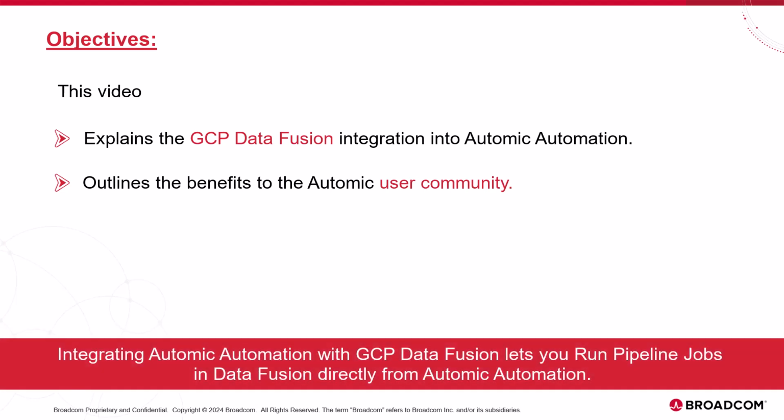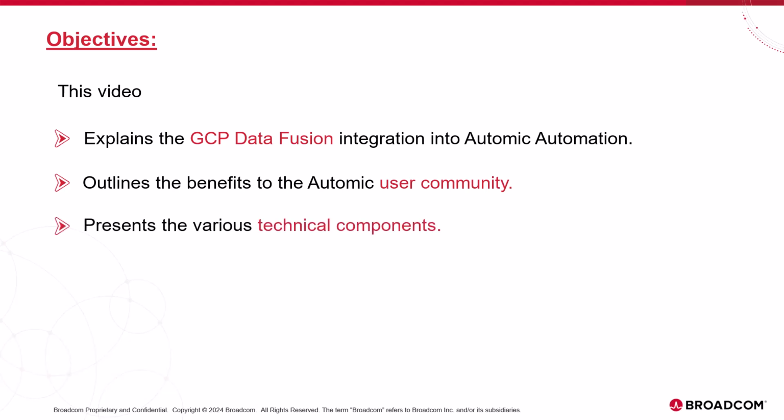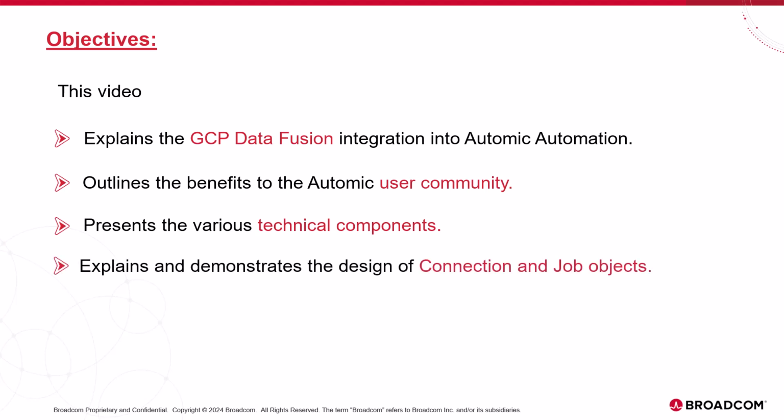Integrating Automic Automation with GCP Data Fusion allows you to run pipeline jobs in your workspace from Automic Automation. We'll provide some technical insights so that the integration components are clearly identified and the deployment sequence is understood. We'll focus on the configuration of the agent and the design of the two core object templates, connections, and jobs. Finally, we'll run through a demo.